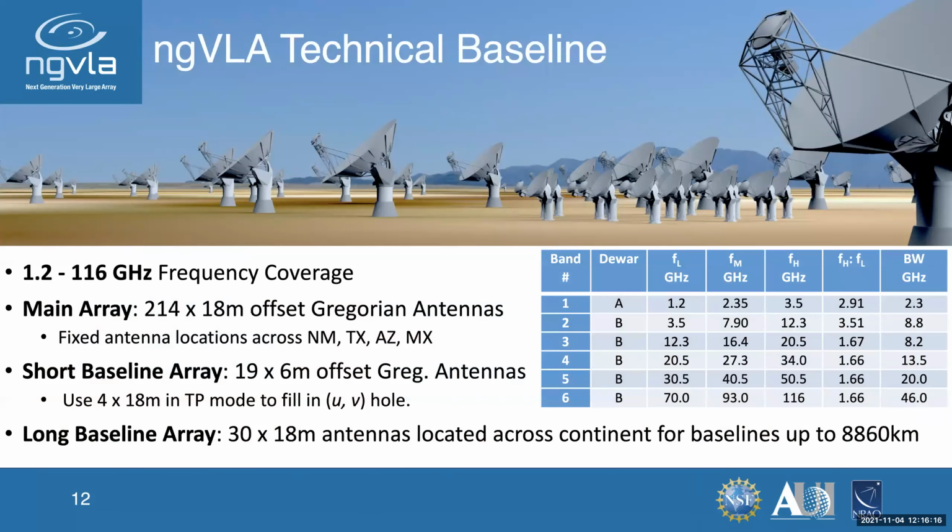The ngVLA technical baseline, as I said, has a frequency range from 1.2 to 116 gigahertz. This is covered in 6 bands that are in 2 dewars. The L band basically sits in its own dewar, and the other 4 bands sit in another one. The main array, I'll show an image of this in a second, consists of 214 18-meter antennas that are spread across the Southwest. I had mentioned there's the short baseline array, and then the long baseline array is 30 18-meter antennas clustered in groups of 3 that span the continent.